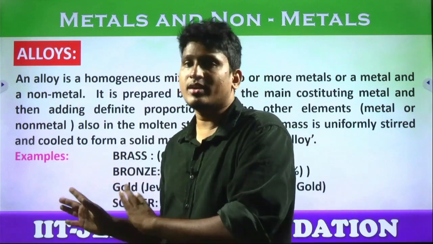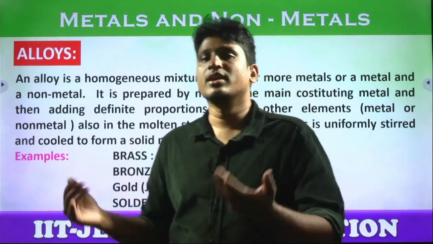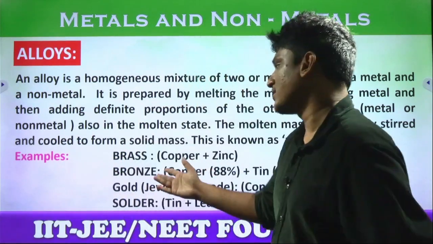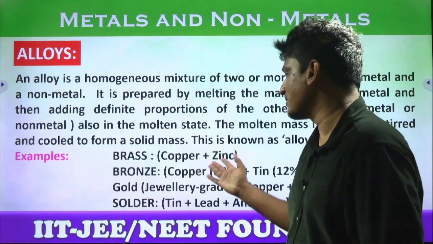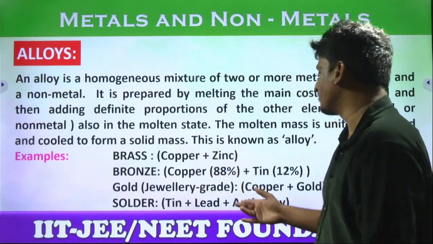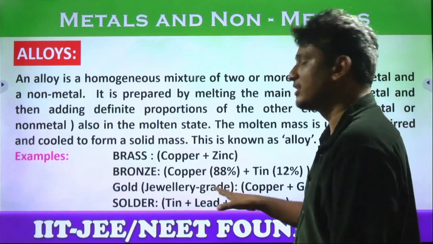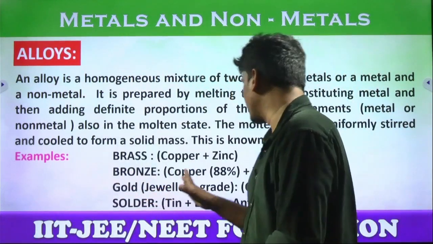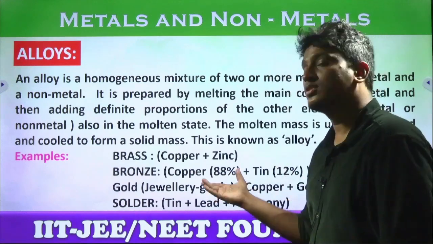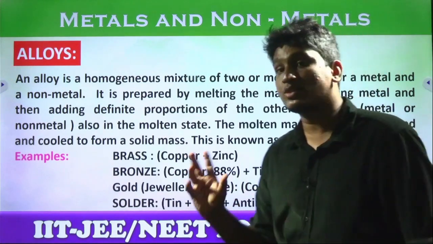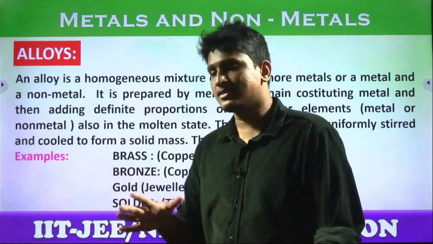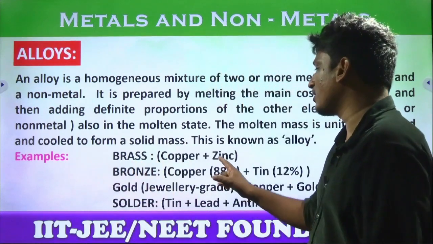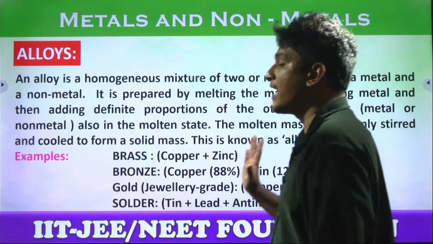So first of all, look at some examples and then we'll discuss uses and applications. Brass is an alloy of copper and zinc. Bronze is copper 88%, tin 12%. Gold, 22 karat gold. Have you heard about 22 karat gold, students? It is a mixture of gold, sometimes gold and copper, and even sometimes gold and silver also mixed. The reasons I'll explain. Solder is a mixture of tin and lead as well as antimony also.